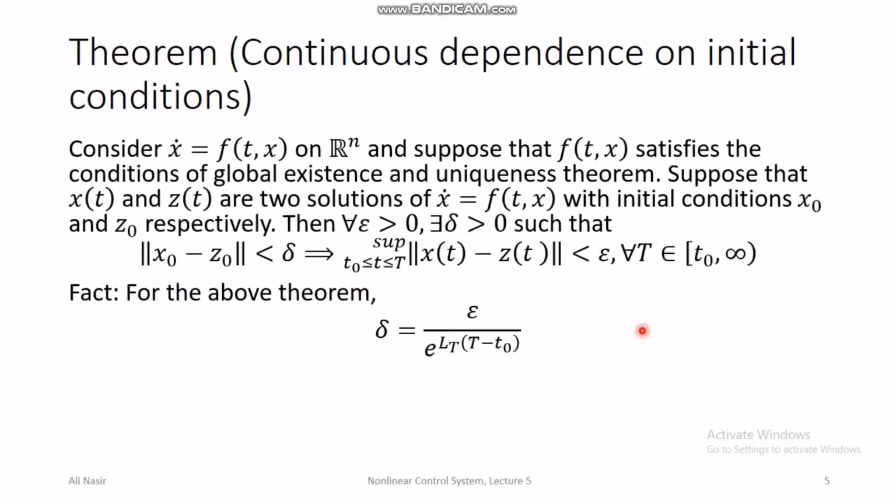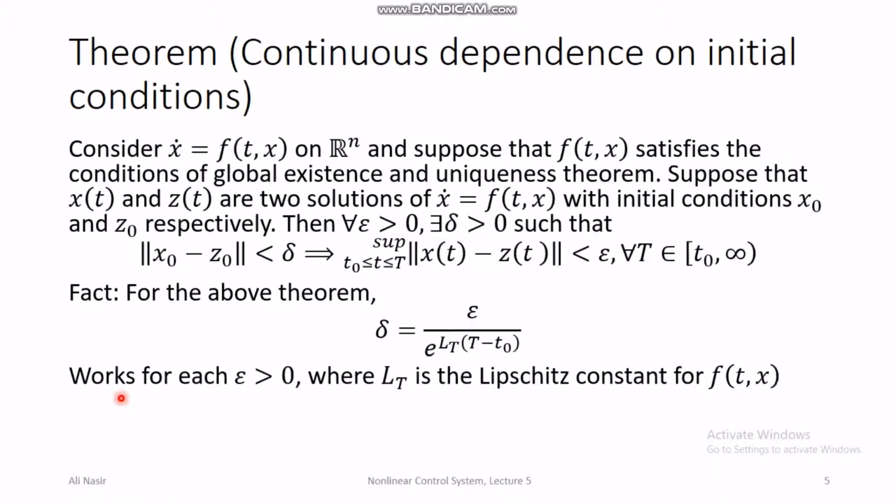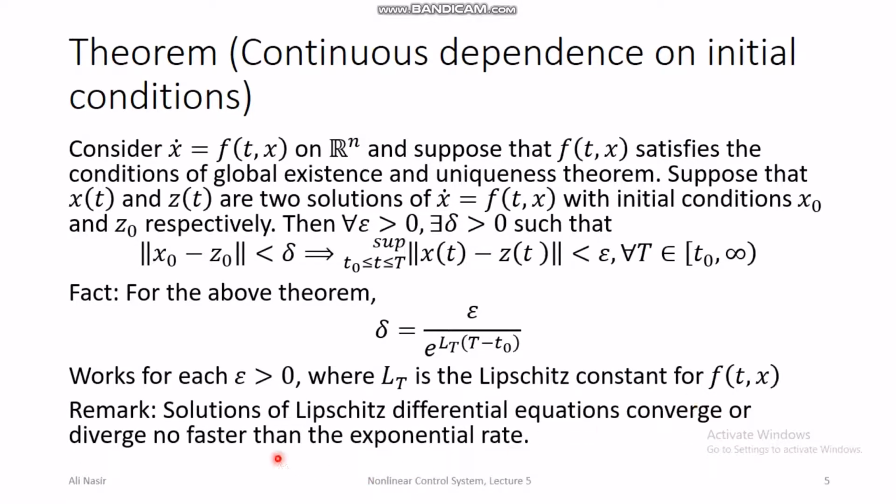So it's a very interesting tool to have in your bag of tools for nonlinear control systems analysis. So this is the delta that would work for each epsilon, and L sub t is the Lipschitz constant for the function f. So this is about the solution of the Lipschitz differential equation.